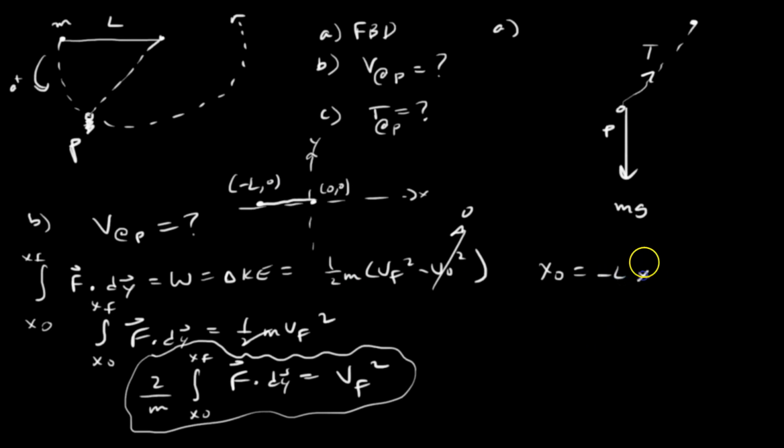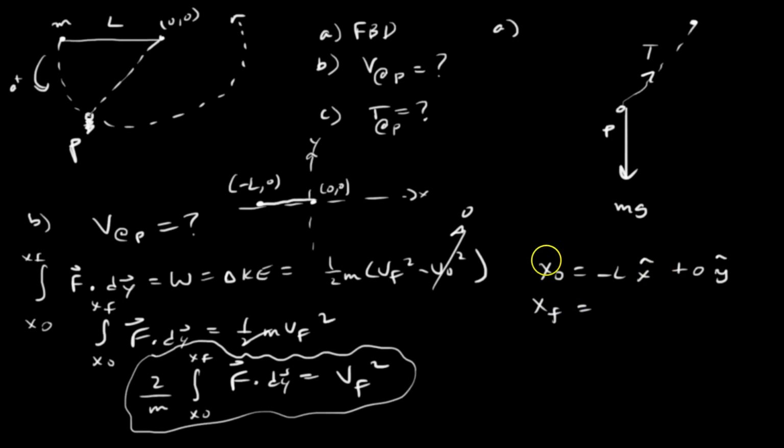And this time I'm going to use x hat and y hat instead of i hat and j hat to change it up a little bit. So x0 is negative L, because it's displaced L to the left since this is 0, 0. And y is just 0, because it has no components in the y direction, of course.